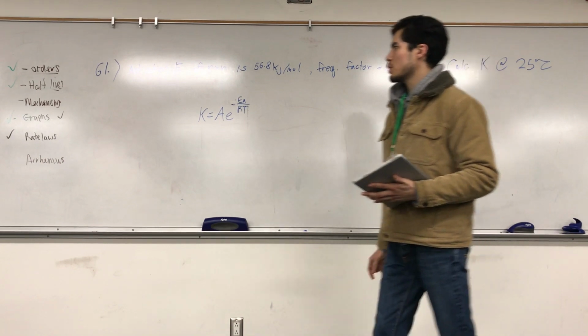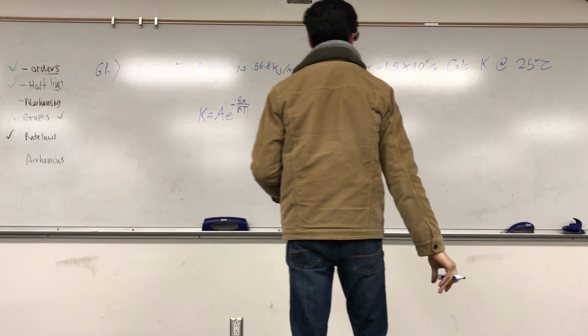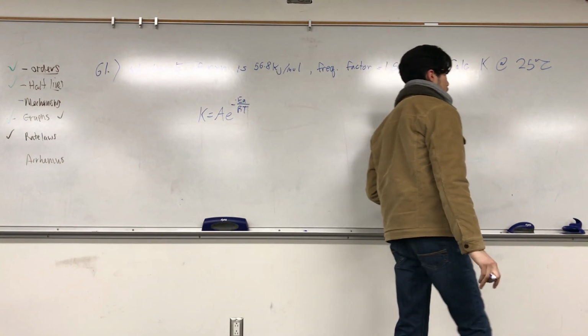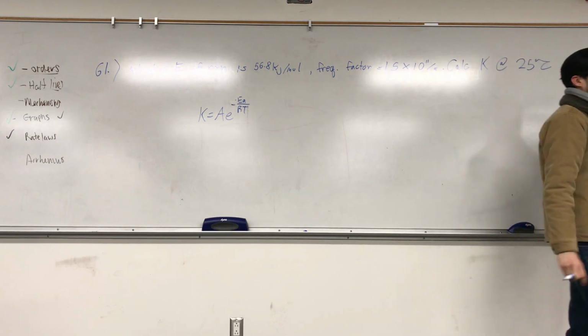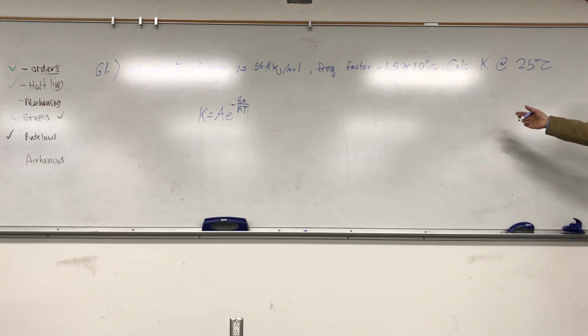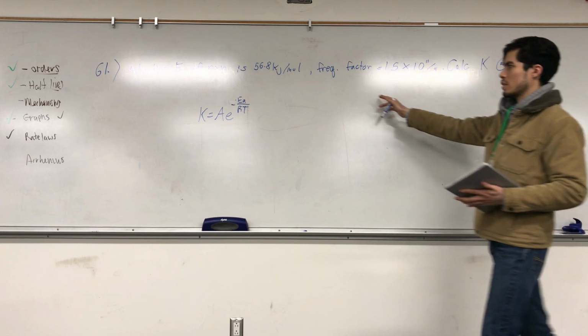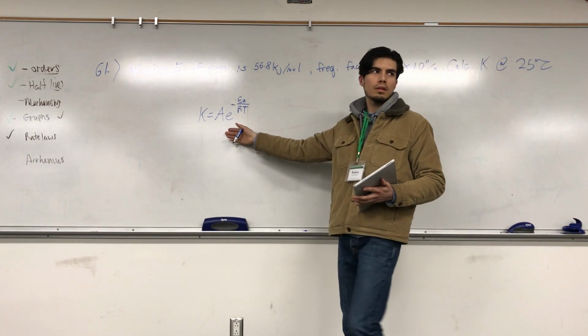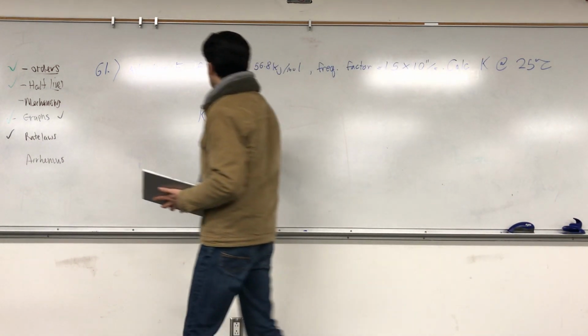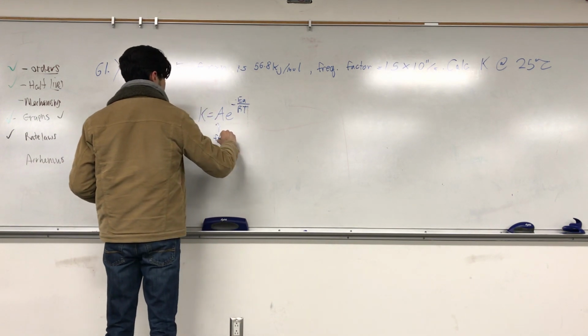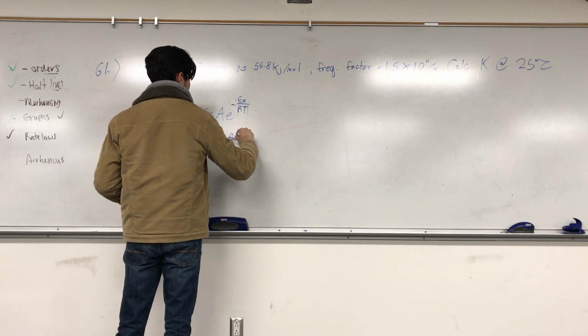So it says the activation energy of a reaction is 56.8 kilojoules per mole. The frequency factor is 1.5 times 10 to the 11. It says calculate the rate constant at 25 degrees Celsius. Okay, so when you see frequency factor and activation energy, you use this equation, right? That's the Arrhenius equation, yes.